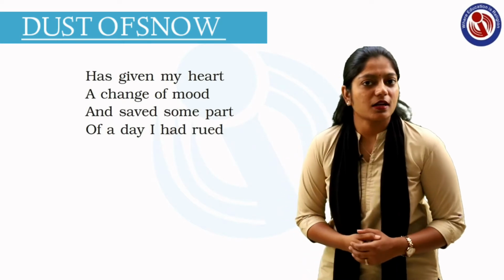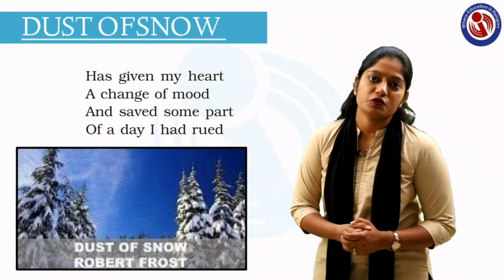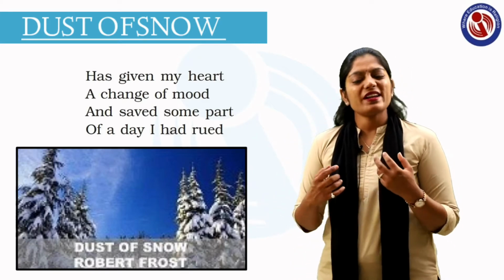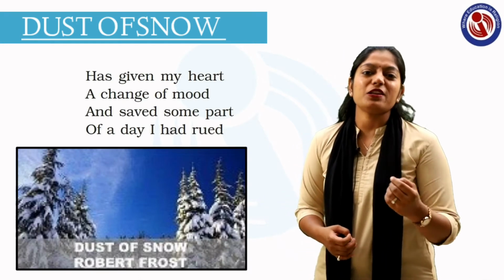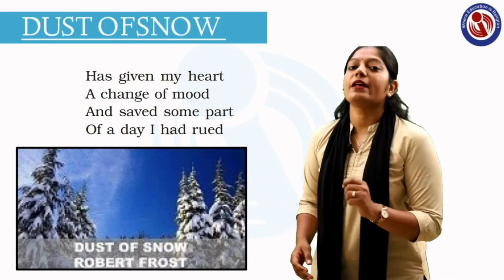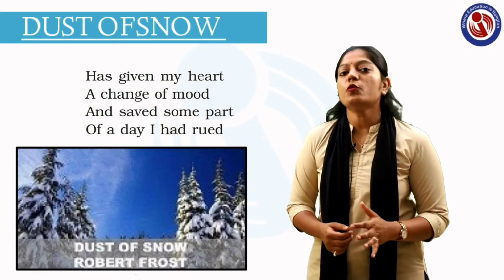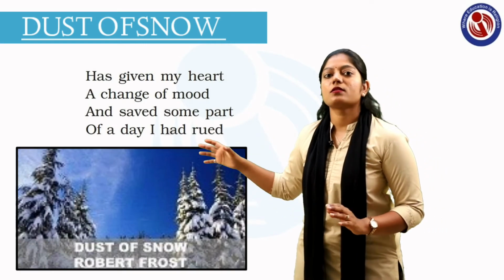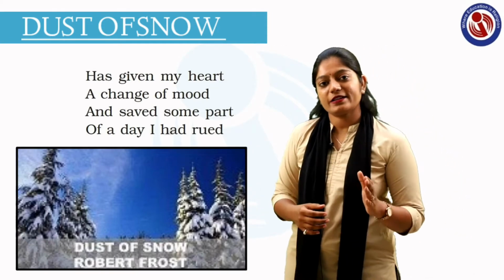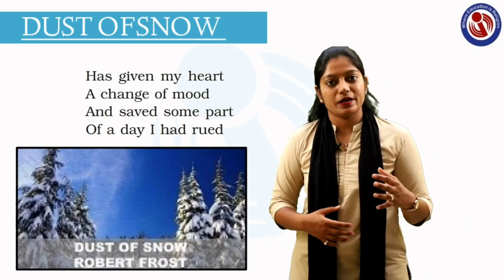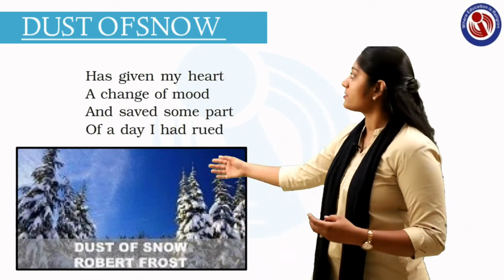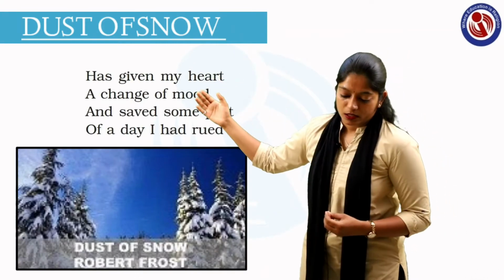So in this second stanza, what we come to know is: has given my heart a change of mood. A change of mood shows that the poet was not in a good mood before. He was very unhappy. Something happened, something pinched him during the day. It doesn't show that his whole life was unhappy, but that single day was not happy for him. So the poet's mood was not that good while he stood under this hemlock tree. While the snow fell on him, his mood was not good, but after that moment, after the snow fell on him, suddenly his mood changed. That's why the first line shows: has given my heart a change of mood.